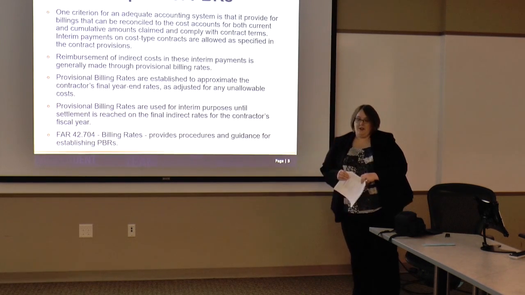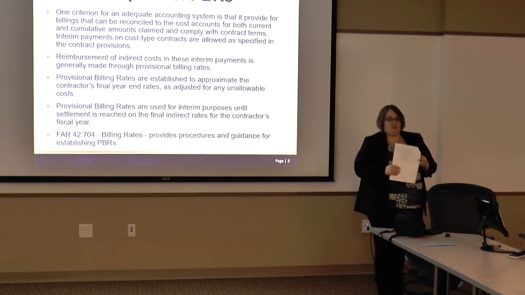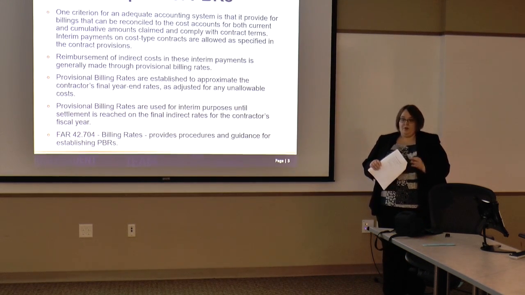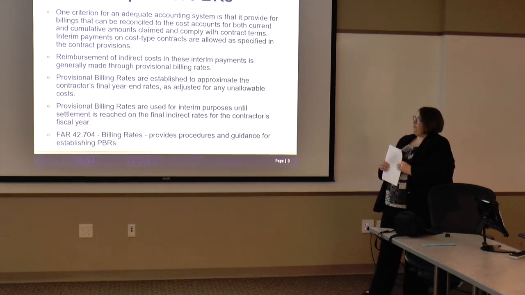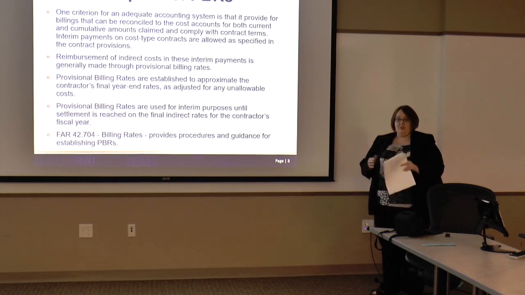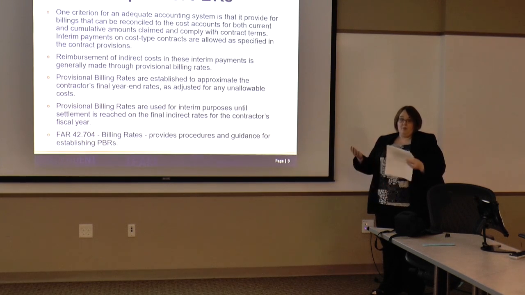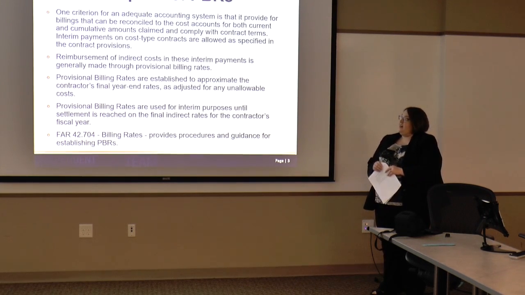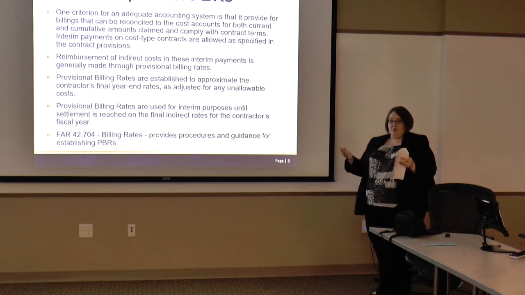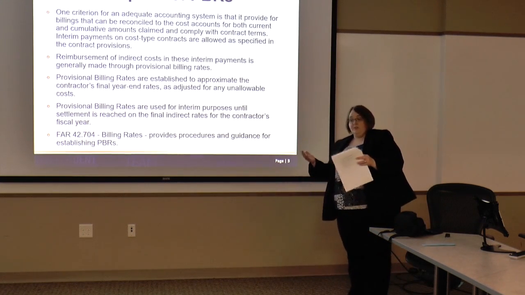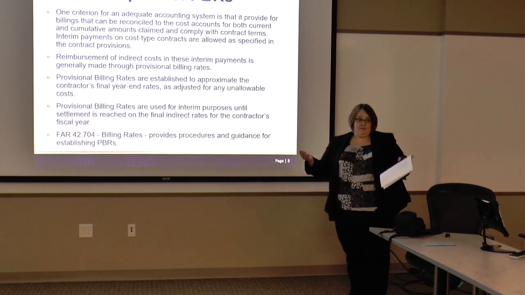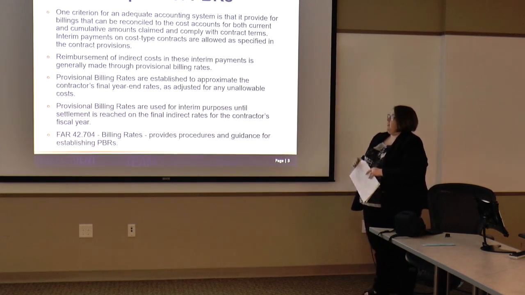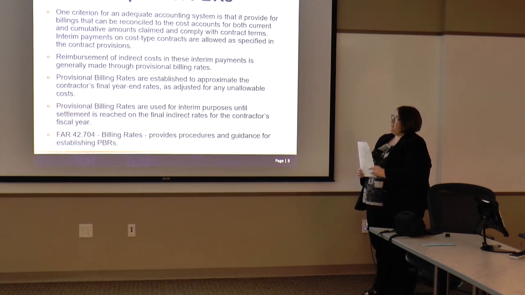When you get a cost type contract, you bill internally, which Robin will talk about in voucher processing shortly. But as part of those billings, you have to somehow bill your indirect costs. That's where provisional billing rates come in. As you establish provisional billing rates to bill internally with your direct costs, this is how you recover your indirect costs. It ties into the DFARS criteria for an adequate accounting system that can be reconciled to the cost accounts for those current cumulative amounts claimed and comply with contract terms.